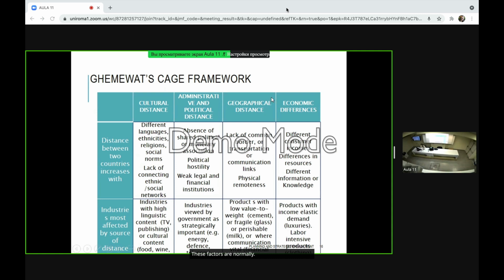Economic differences, in a broad sense, all these factors are economic. But with economic differences, we refer here to all the factors that are not related to cultural, administrative, political and geographical distance. So the different consumer incomes, differences in resources, and information or knowledge. Industries that are most affected are, for example, labor-intensive industries, such as clothing.